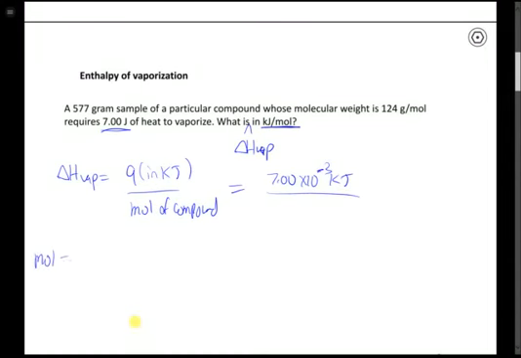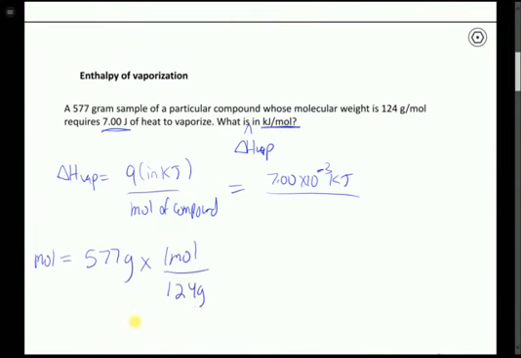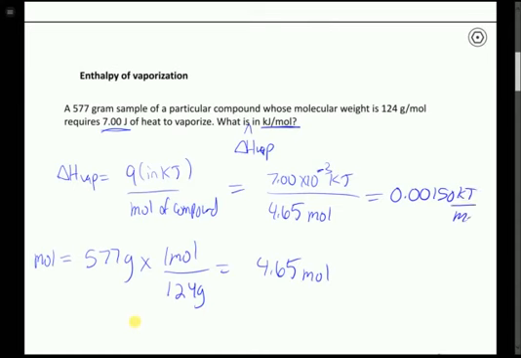So the moles are going to be, we have 577 grams, and then 1 mole of this compound, we're told, has a mass of 124 grams. So we have 4.65 moles. And I think this was a multiple choice question, but the answer you should have gotten and chosen is 0.00150 kilojoules per mole.